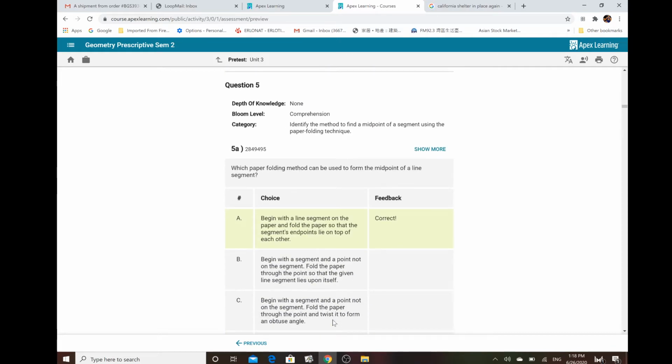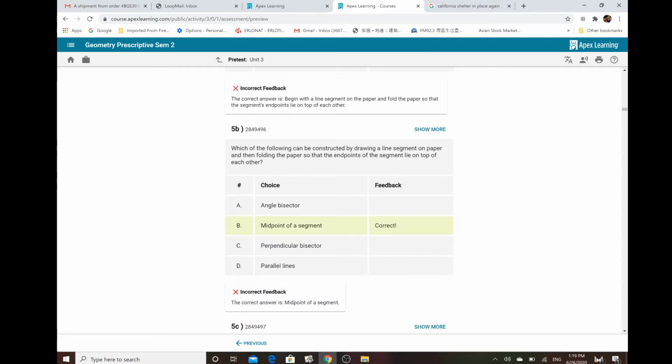And then question number 5. Which paper folding method can be used to form the midpoint of a line segment? You begin with the line segment on the paper and fold the paper so that the segment's endpoints lie on top of each other. It's like doing some kind of origami. Let's say that I want to find the midpoint of the line segment. You follow through the first process here.